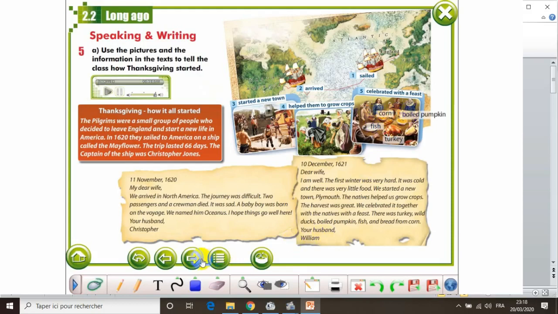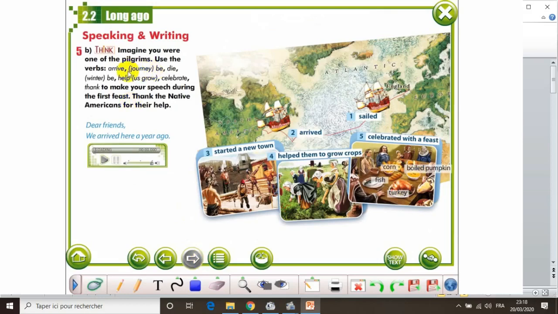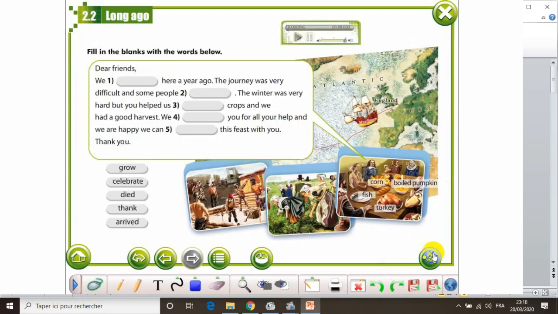Alright. And you have written: imagine you were one of the pilgrims. Use the verbs arrive, journey, be, die, winter, help, use, grow, celebrate, and so on to write a speech during the first feast, thanking the Native Americans for their help. Okay, you have here, fill in the blank with the words below. Dear friend, we... Let's do it together. We... here a year ago. It is like a letter you write to your friends. Grow, celebrate, died, Thanksgiving, thanks, and arrived.